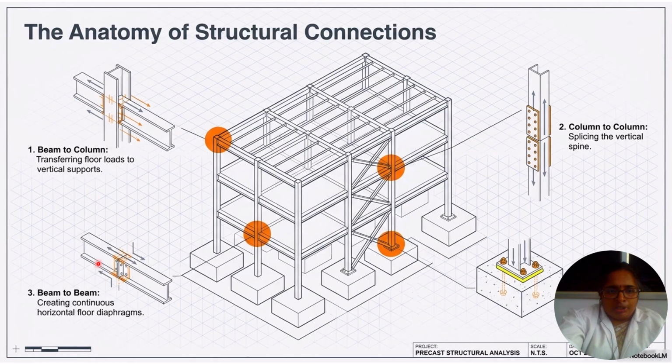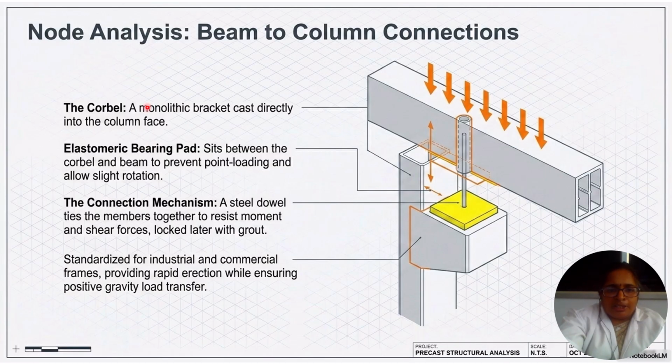And this shows the anatomy of structural components. First, beam to column connections, transferring floor loads to vertical supports. Second, column to column, splicing the vertical spine by connecting two column members. The third one is beam to beam, creating continuous horizontal floor diaphragms.